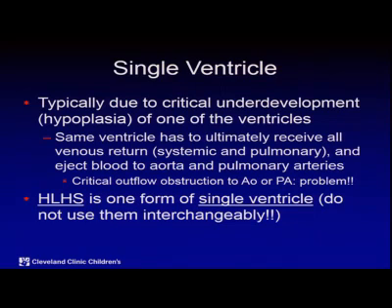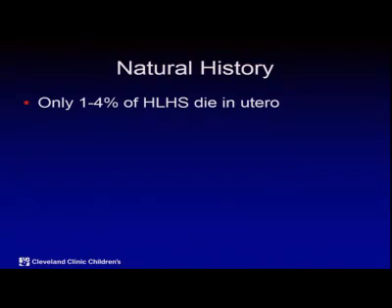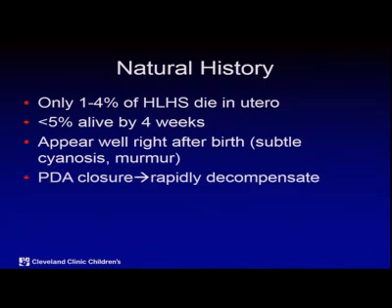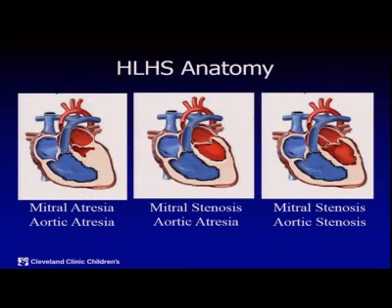I'm going to briefly mention one last entity before we close, which is hypoplastic left heart syndrome. It is the most common type of single ventricle. It is a spectrum of cardiac abnormalities characterized by smallness of the left side: left ventricle, mitral valve, aorta. Uniformly lethal if unpalliated. Natural history is that they appear well after birth with subtle cyanosis, but they quickly crash. As soon as the ductus closes, they rapidly decompensate in the first few days of life. But nowadays, we can save them by doing Norwood or heart transplantation.